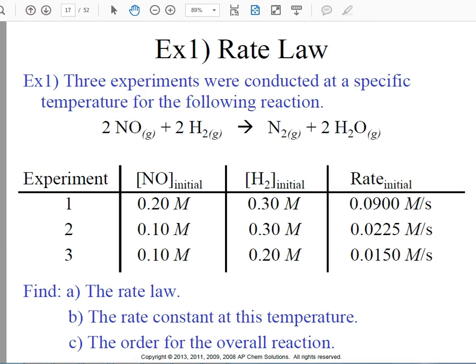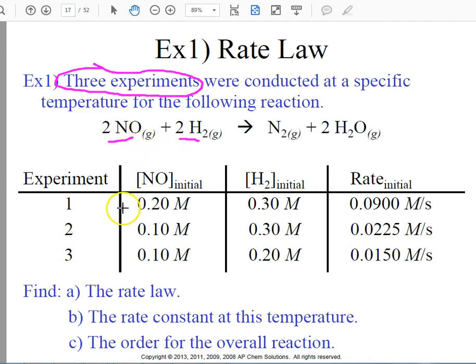We have a particular reaction that we want to know the rate law for. And this reaction has two reactants, NO and H2. And we're going to do 3 experiments to look at how the rate is affected by different concentrations of these reactants.